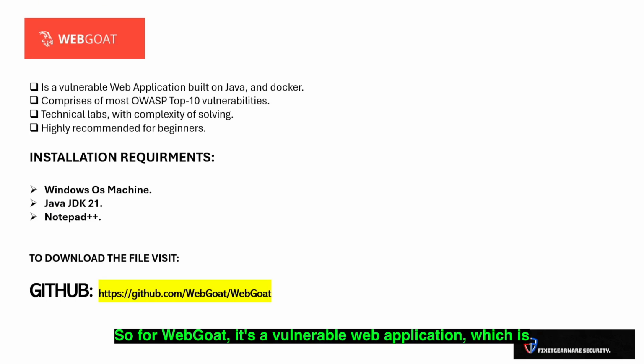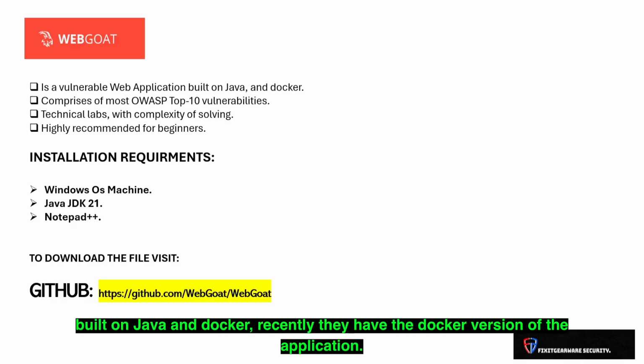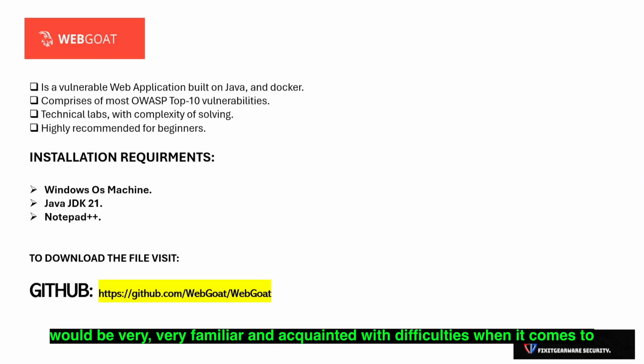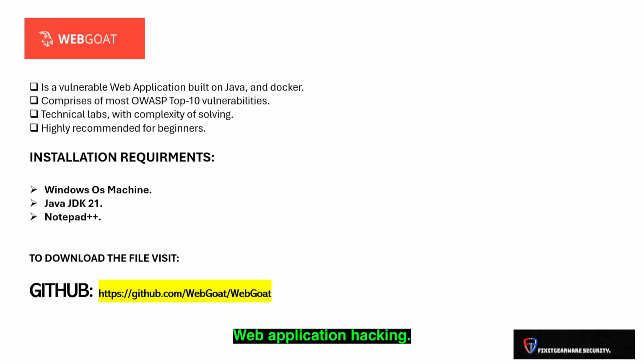So Webgoat is a vulnerable web application which is built on Java and Docker. Recently, they have the Docker version of the application. It consists of various OWASP Top 10 vulnerabilities, which are very important and hunted out there in the wild by hackers and ethical hackers. The labs, like we previously said, are very technical and feature a complex way of solving them. So if you experience these labs, trust me, you would be very familiar and acquainted with difficulties when it comes to web application hacking.